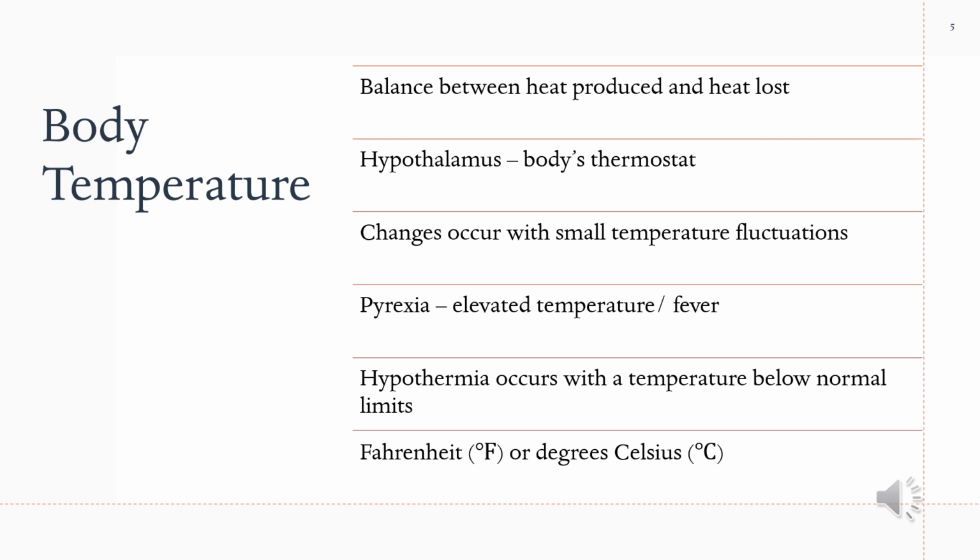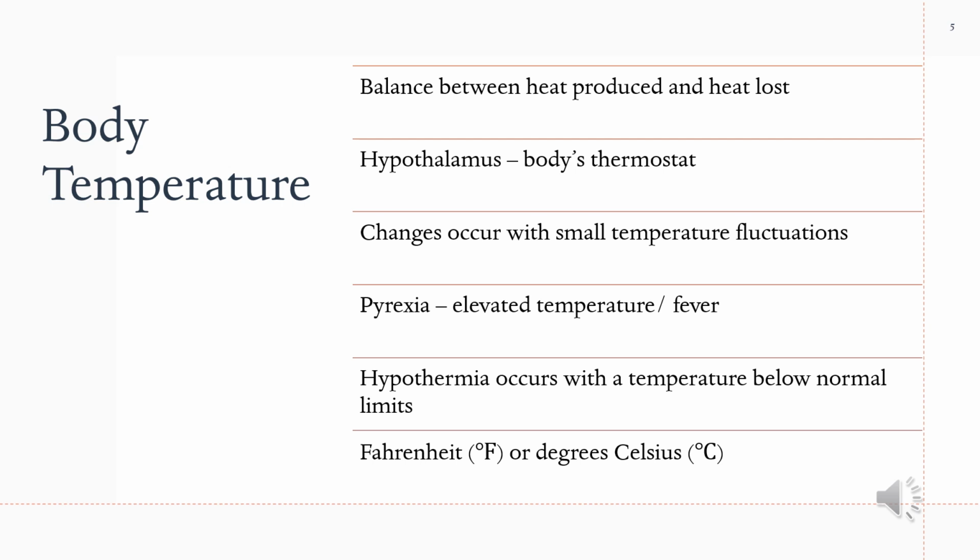The first vital sign we are going to discuss is body temperature. Body temperature reflects the balance between heat produced by the body and heat lost to the environment. It's crucial for efficient cellular function. Even small changes of 2 to 3 degrees Fahrenheit can affect bodily processes. The hypothalamus, located in the brain's basal diencephalon, acts as the body's thermostat.